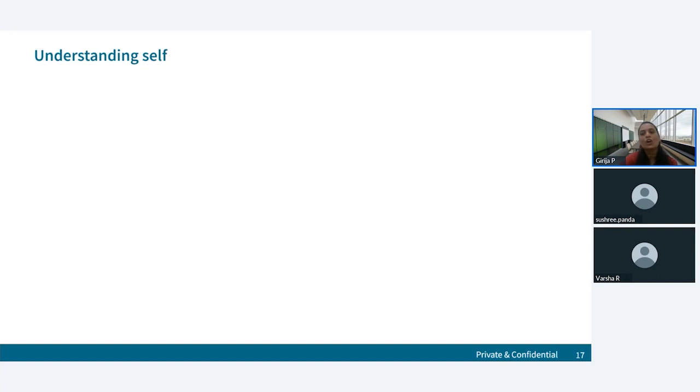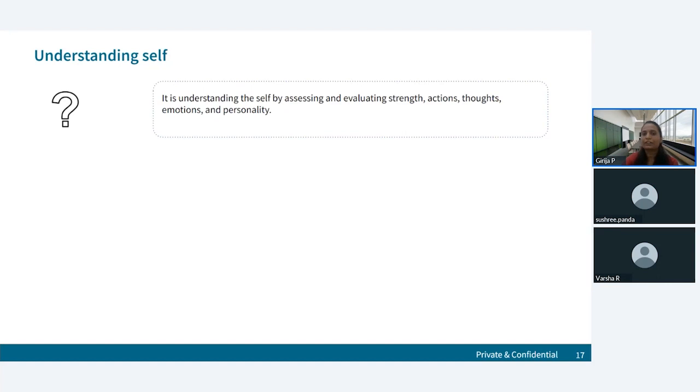So for example, again, Ritesh Agrawal understood himself first, and then he was able to understand and communicate with others effectively. So understanding yourself is like assessing and evaluating your strengths, actions, thoughts, your emotions, and what kind of personality you have, and how you can take advantage of it, and how it will benefit you.